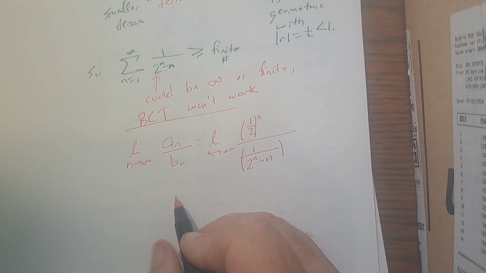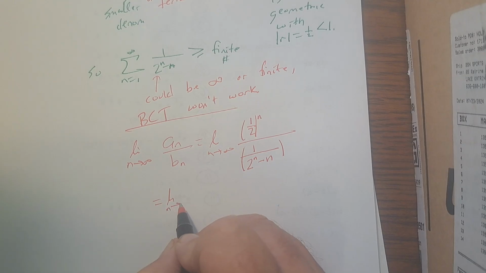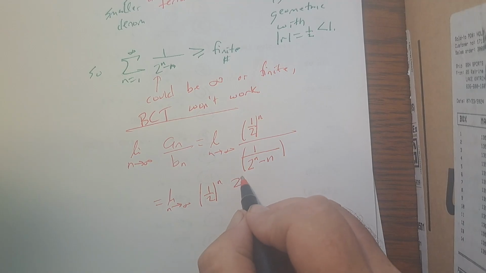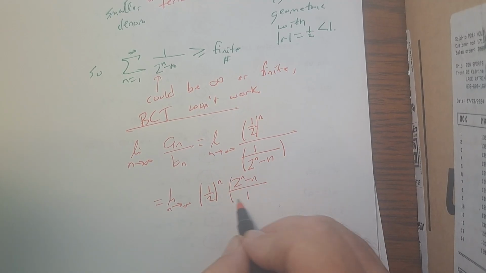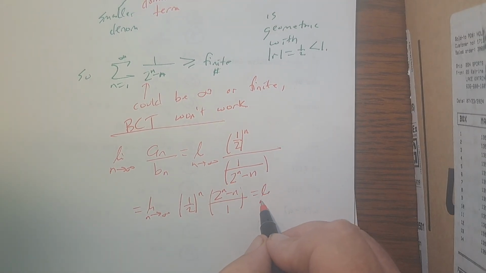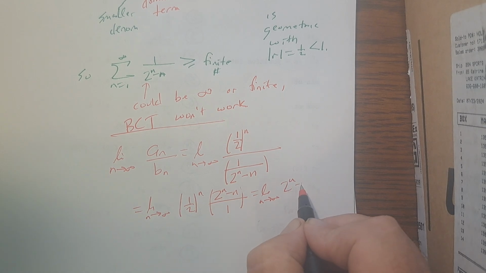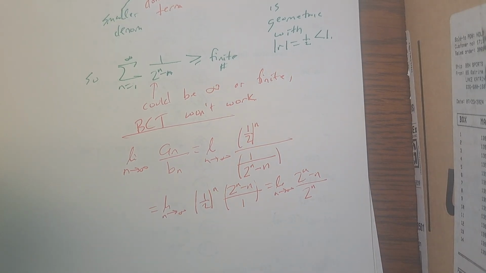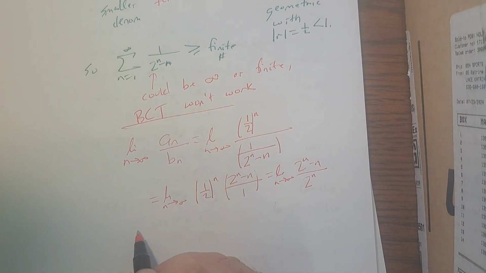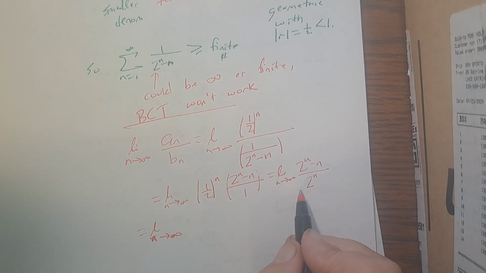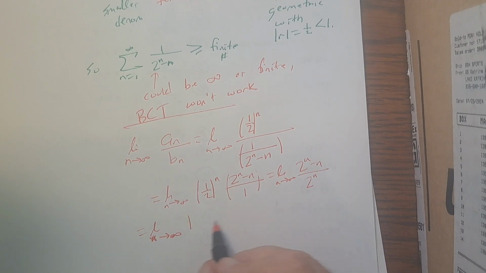Okay, and then we'll just do some algebra. So we will flip this guy. So that'll give me a 2 to the n minus n all over 1. 1 to the n is just 1, so this is the same as the limit as n goes to infinity of 2 to the n minus n all over 2 to the n once you distribute that power. Okay, so that's the limit as n goes to infinity of 2 to the n divided by 2 to the n, which is a 1, and then you still have a minus n divided by 2 to the n.